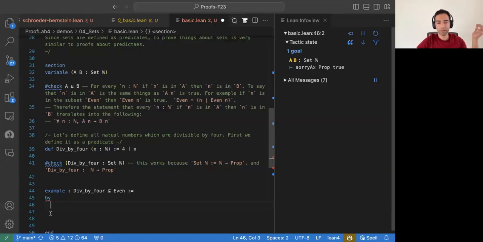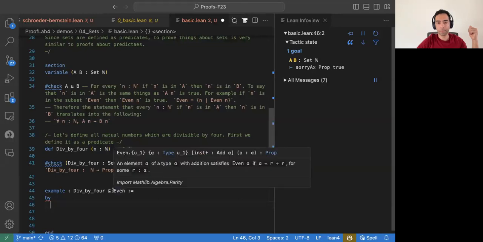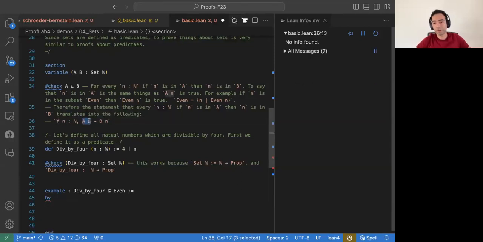What sort of statement is this? You're proving that for any number that is in the set divisible by 4, it's also contained in the set even. So they'll all be even if it's divisible by 4. Absolutely. And because, as you said, we are trying to say for all natural numbers, if div by 4 holds for that, then it's even. The first thing we do is to introduce this n. So we say, let n be an arbitrary natural number, essentially.